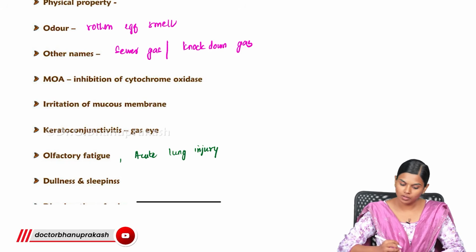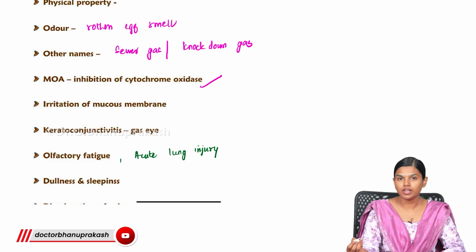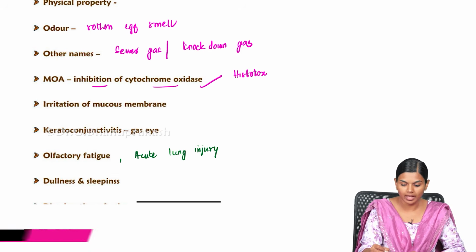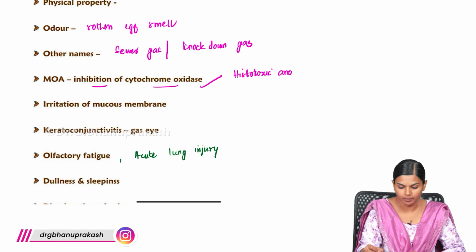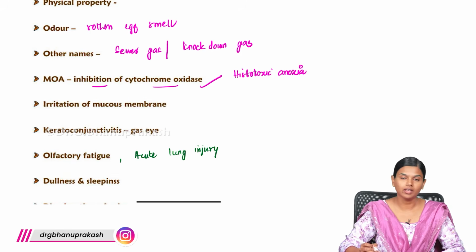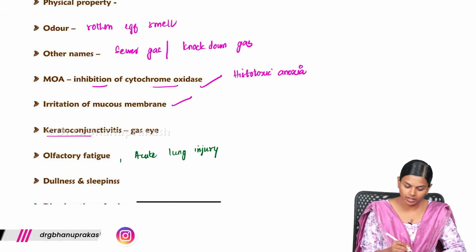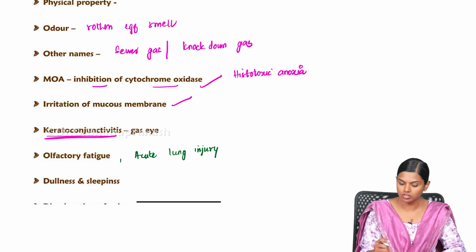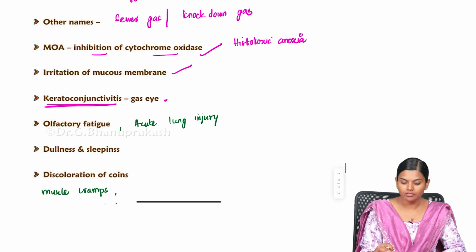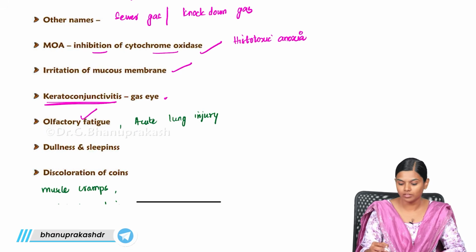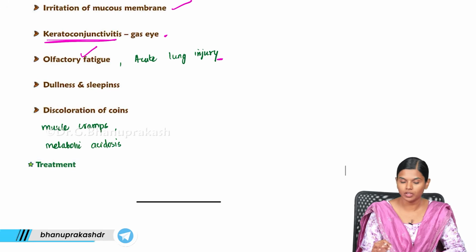And the mechanism of action is similar to hydrocyanic acid. It will cause inhibition of cytochrome oxidase and histotoxic anoxia. Like the same mechanism of hydrogen cyanide will happen here. Because of that, you will be getting asphyxia, and it will also lead to irritation of mucous membrane, leading to keratoconjunctivitis, which is also known as gas eye. And when you keep on smelling that hydrogen sulfide, you will get olfactory fatigue, and there will be acute lung injury also. Because of the hydrogen sulfide inhalation, you will get this.